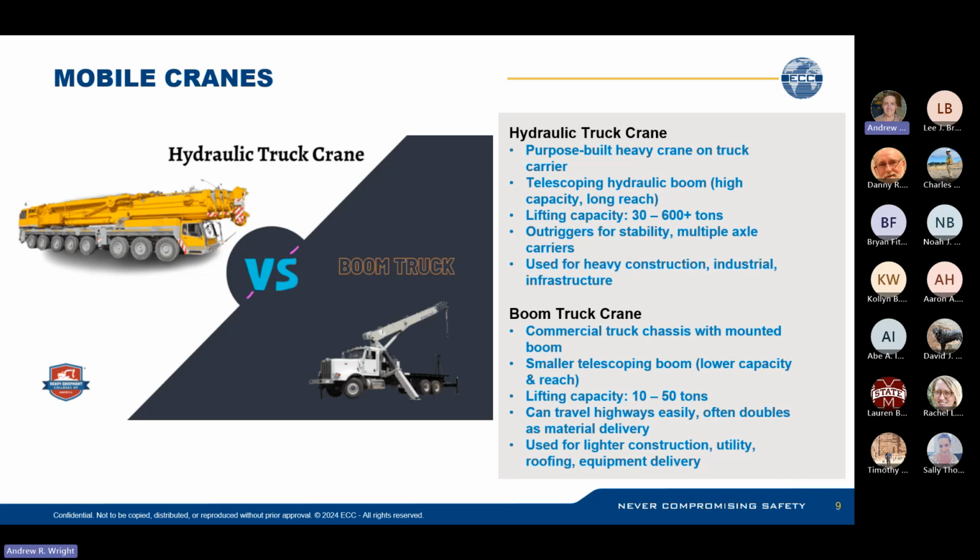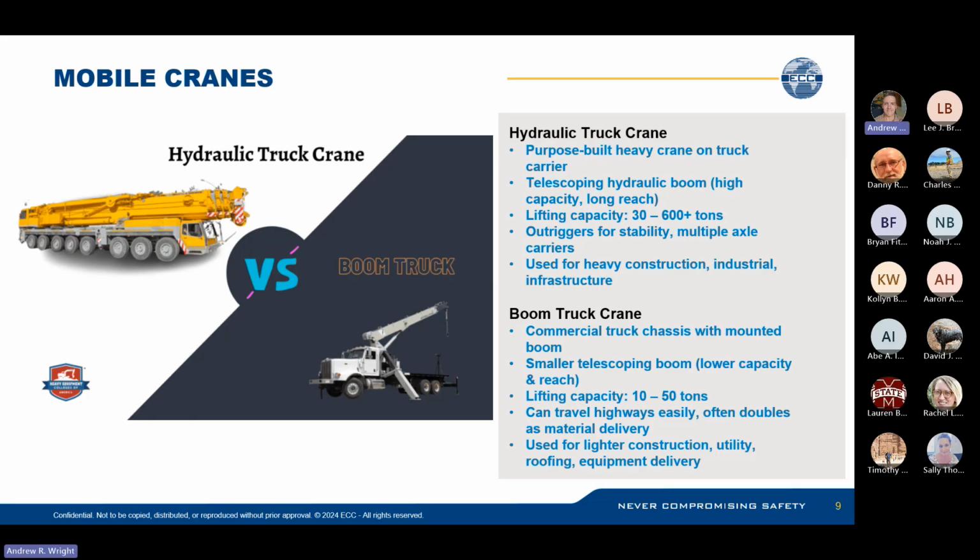Another common load handling equipment you'll see is the boom truck crane. These are commercial truck chassis with a mounted boom. They have a smaller telescoping boom, so it's a lower capacity and reach than the hydraulic ones. Their capacity is typically between 10 and 50 tons.